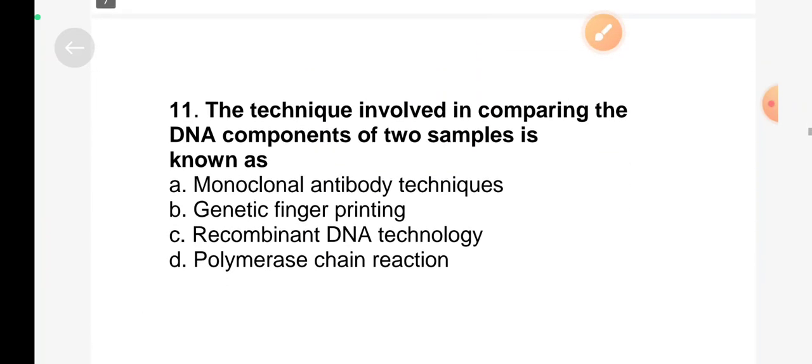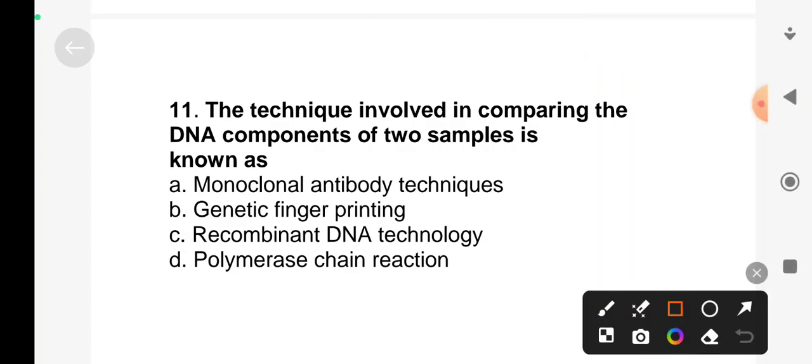Next question. The technique involved in comparing the DNA component of two samples is known as: option A, monoclonal antibody technique; option B, genetic fingerprinting; option C, recombinant DNA technology; option D, polymerase chain reaction. Correct answer is option B, genetic fingerprinting. The technique involved in comparing the DNA component of two samples is known as genetic fingerprinting.